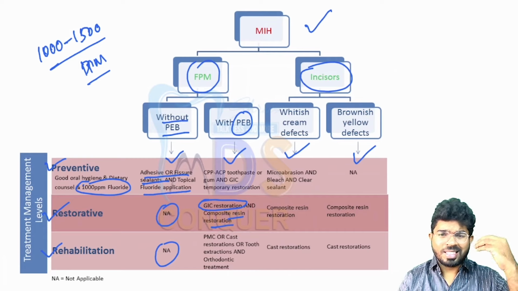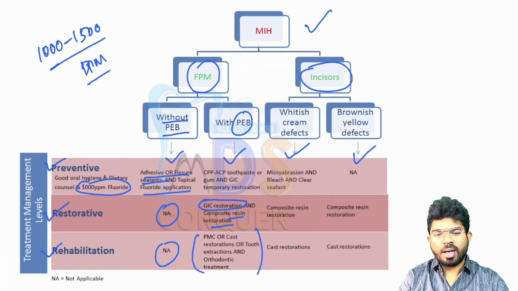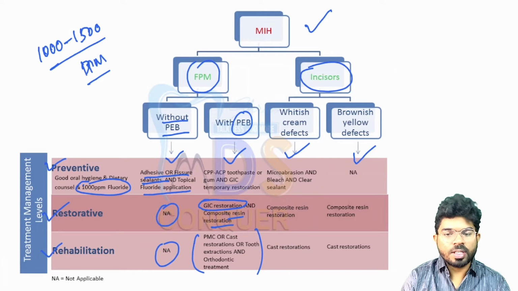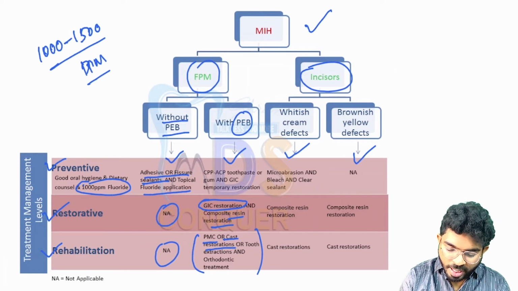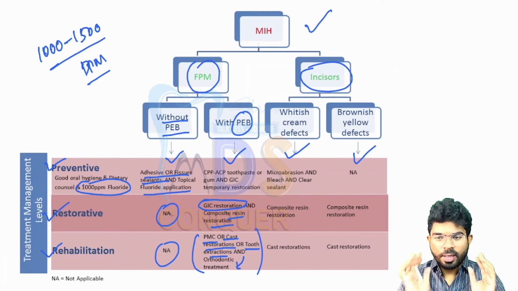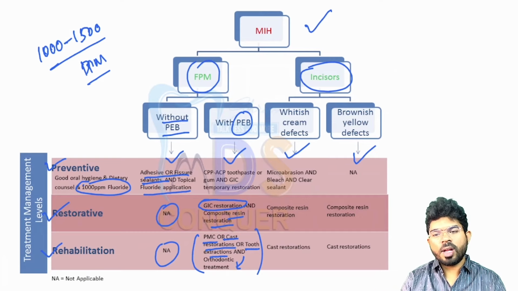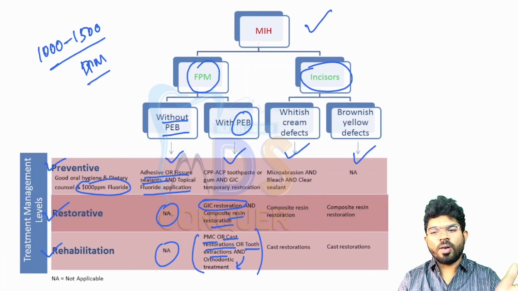Or sometimes there is a drastic loss. Breakdown can be minimal or it can be complete. So when there is a very large breakdown, you have to plan for rehab with a porcelain fused crown, or you can go for a cast metal restoration, or you can go for an extraction followed by orthodontic treatment. Extraction followed by orthodontic treatment means, assuming you take a radiograph and the patient has third molars, you try a balanced extraction. If it is already affected, you drag the second molars to the first molar position and the third molars to the second molar position with the help of ortho treatment. That is called extraction followed by ortho treatment.